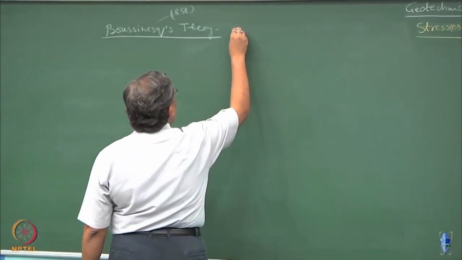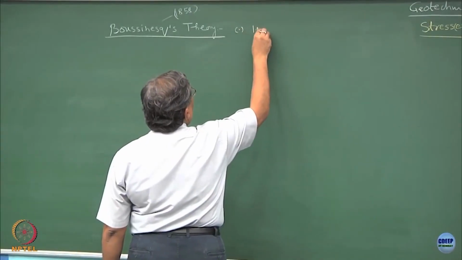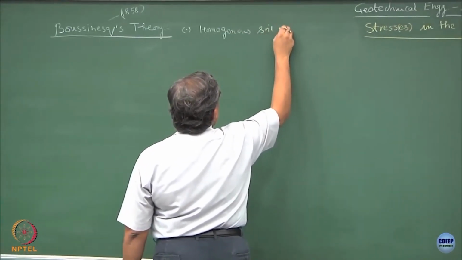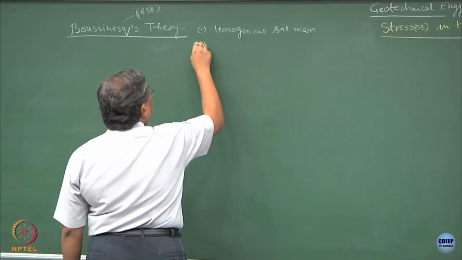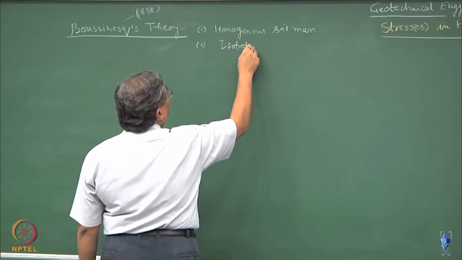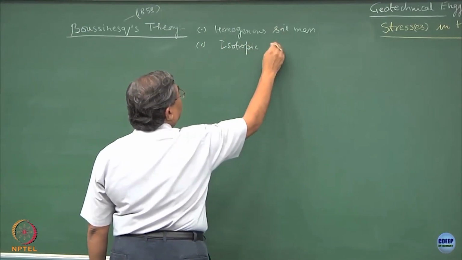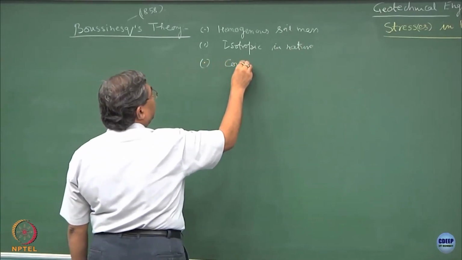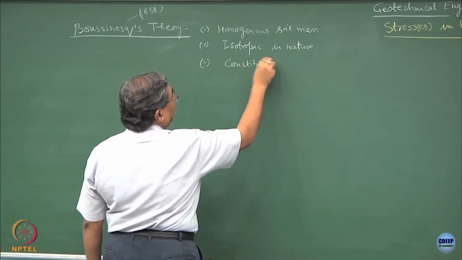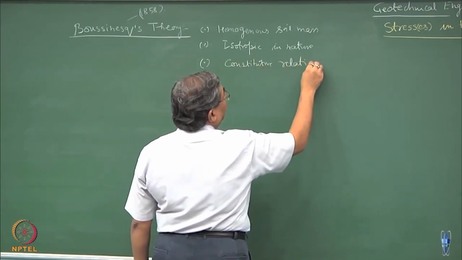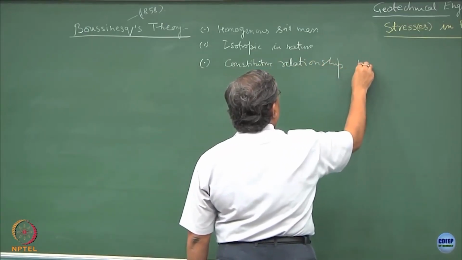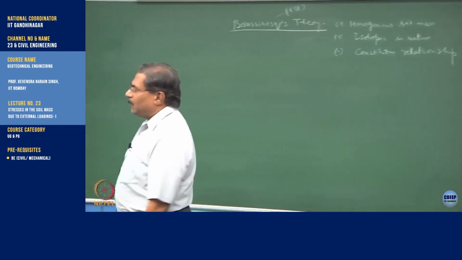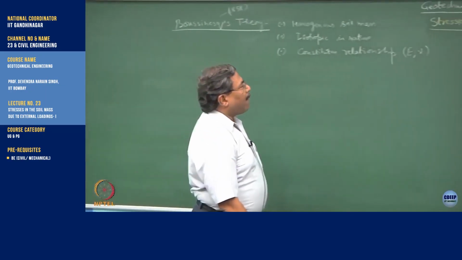What this theory states is that for homogeneous soil mass which is isotropic in nature, which follows the constitutive relationship, that means elastic modulus is defined, Poisson's ratio is defined, and hence we are assuming the soil to be linearly elastic material.